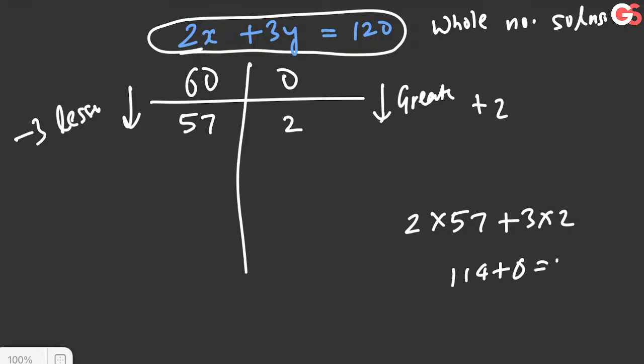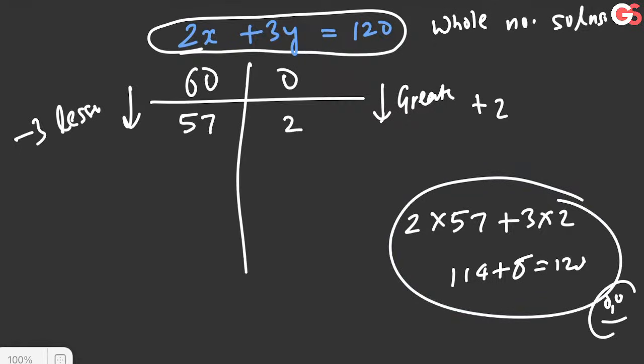Wow, that is 120. So it's totally verified. We are happy, right? So this is always going to happen. I keep on doing it. I'll note that is 54, then I'll have 4.